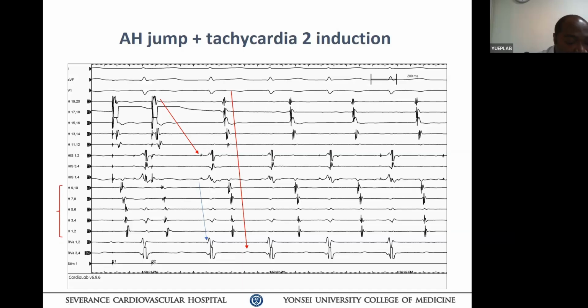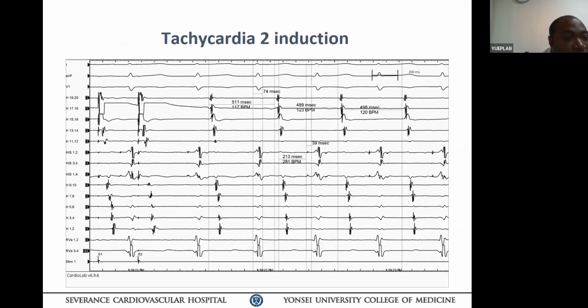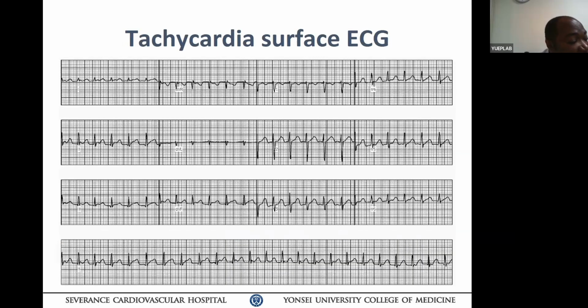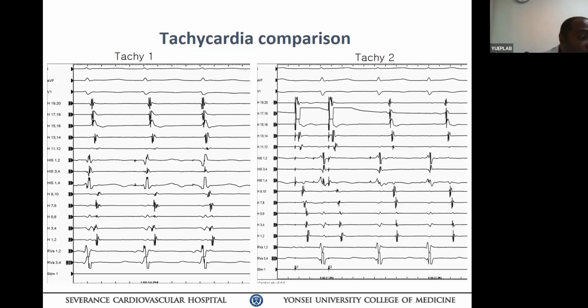And this shows us the VA prolongation. So these intervals are also measured. AH was still prolonged, which suggests that this tachycardia is likely utilizing the slow pathway in conducting down to the ventricle. And this was the surface ECG during the tachycardia. So this is a comparison between the two tachycardias. The first tachycardia that was elicited, we see this pattern of A activation right here, and then we see the VA relationship. When we come to this tachycardia, we see that the A activation pattern is different, and then the VA relationship is much longer.